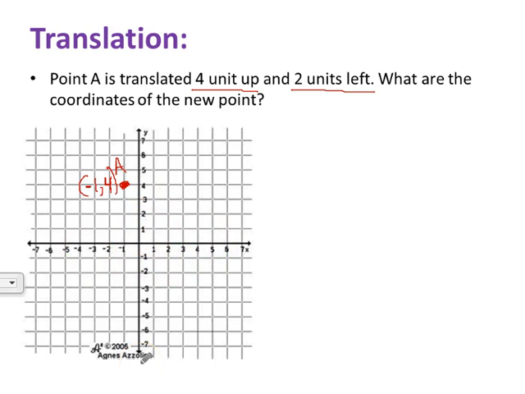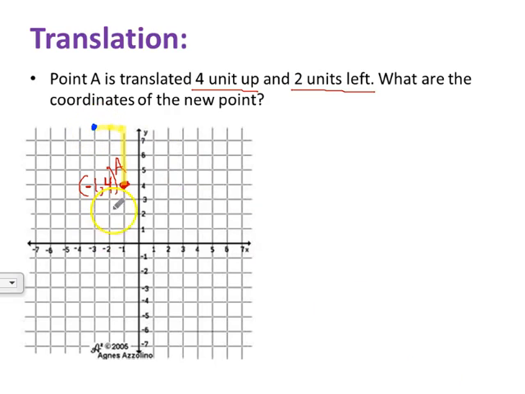So one way to do it is actually plot the point like I did here and actually move it. And then just find the coordinates of our new point. So let's go ahead and do that. So we want to go up 1, 2, 3, 4. I'm a little bit above. And then I want to go to the left 1, 2. So my new point is right here.